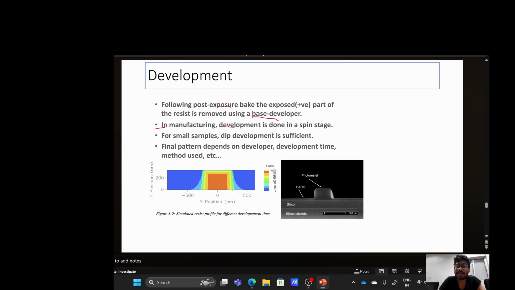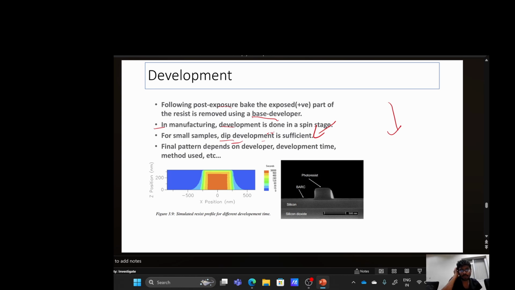Development can also be done on a spin stage. There are two kinds of development steps. One is just submerging the wafer in the developer solution after the post exposure bake, then removing it and keeping it. The other is that you pour the developer and spin, which will remove the resist. For small samples, dip development is sufficient.